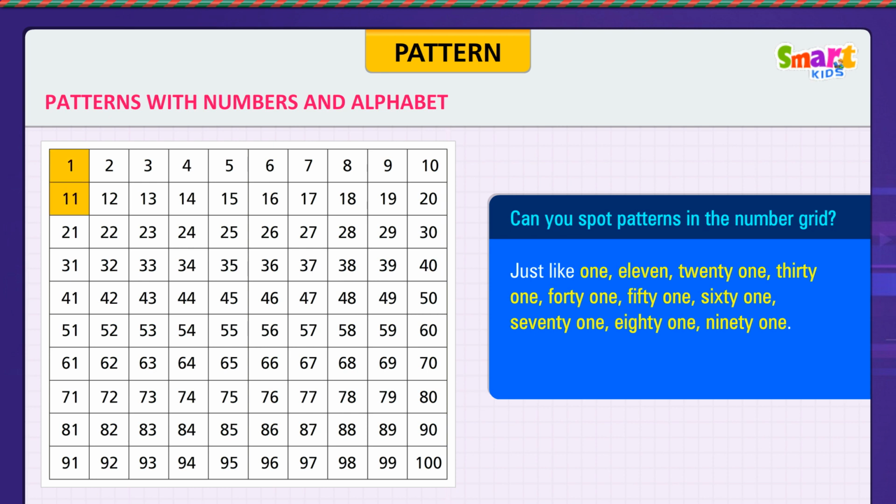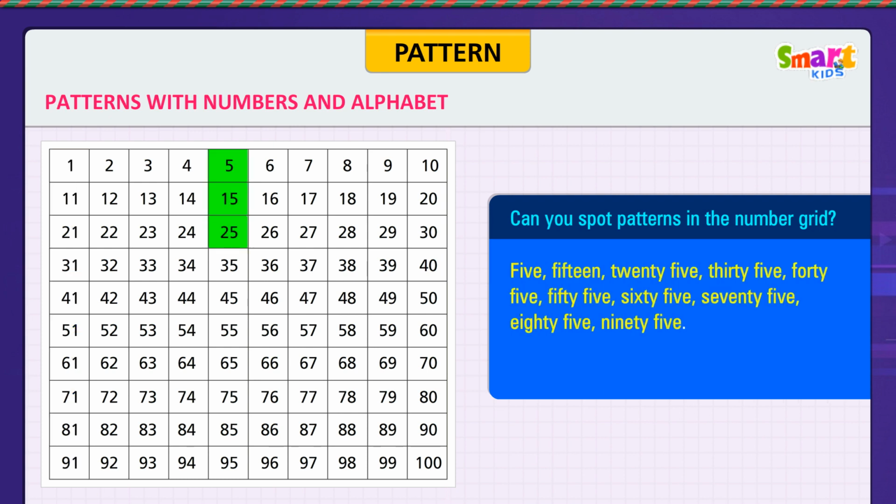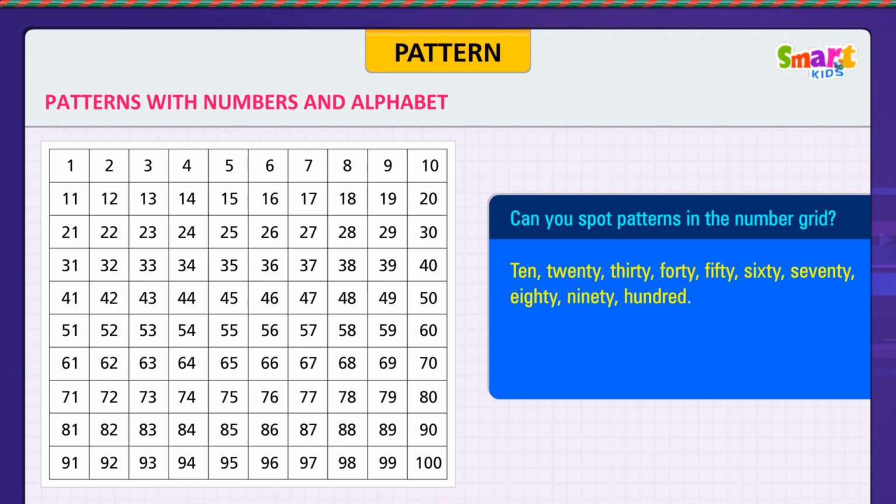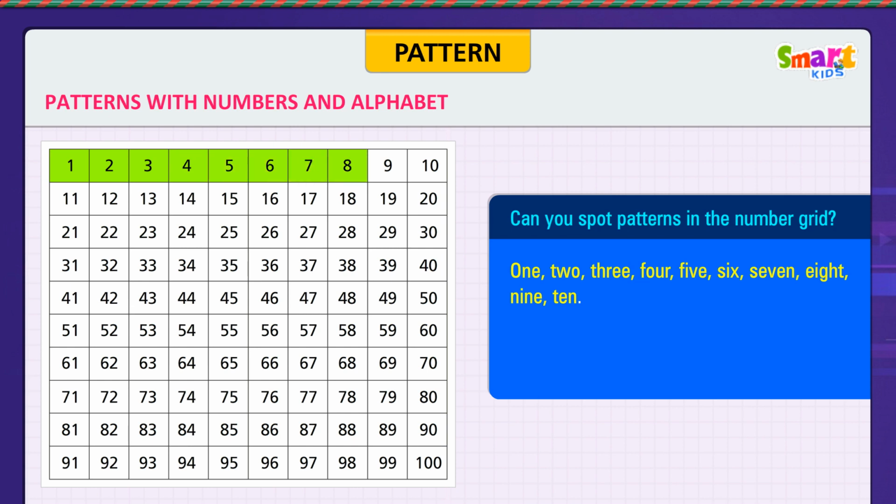Just like 1, 11, 21, 31, 41, 51, 61, 71, 81, 91, 5, 15, 25, 35, 45, 55, 65, 75, 85, 95, 10, 20, 30, 40, 50, 60, 70, 80, 90, 100. 1, 2, 3, 4, 5, 6, 7, 8, 9, 10.